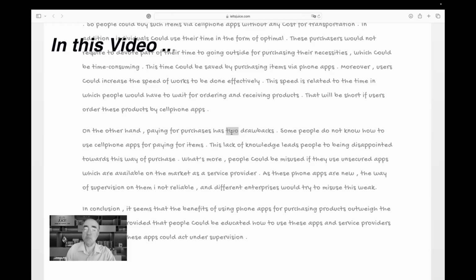Oh, good. Good. The advantages part had several benefits, but the disadvantage part has only two drawbacks.